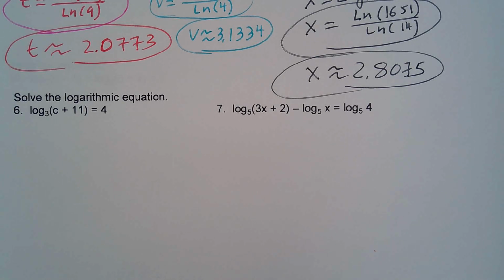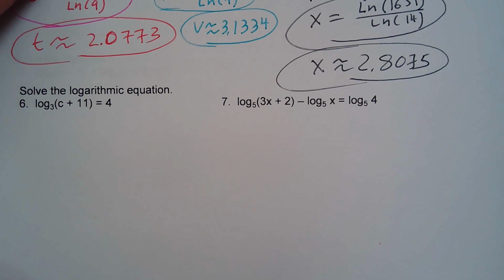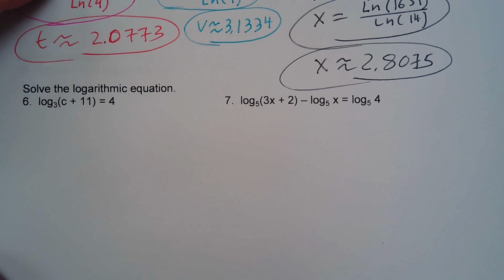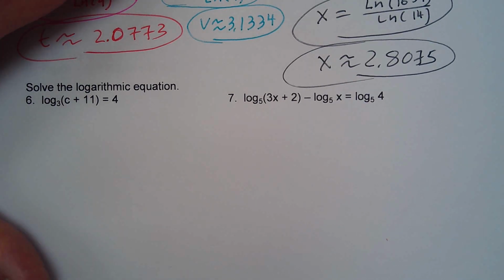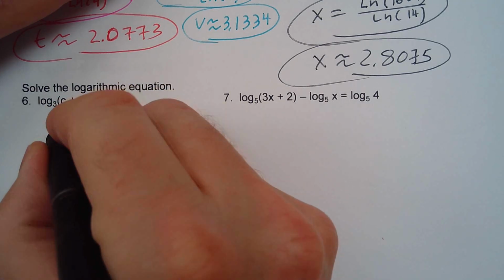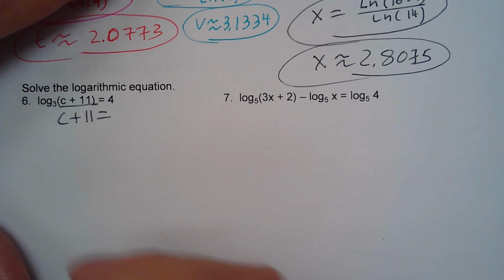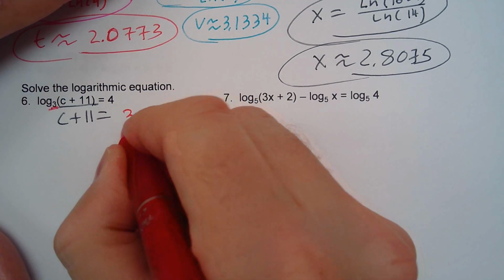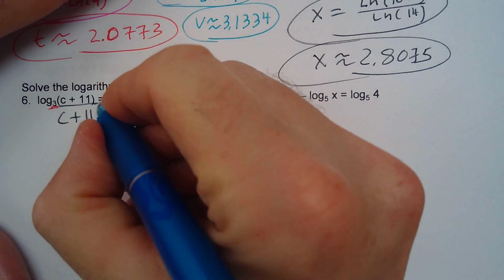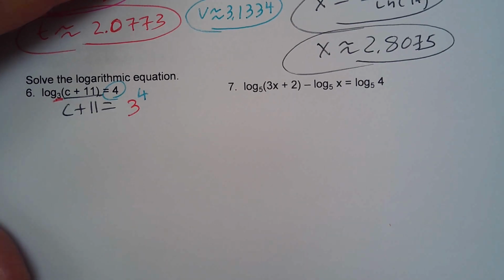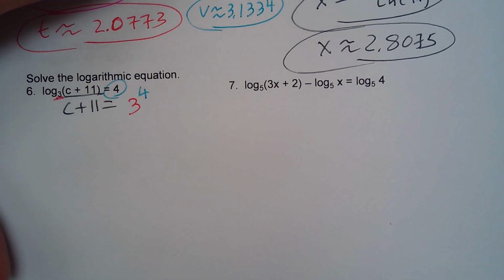All right, so now let's talk about some mixed practice with solving logarithmic equations. So again, I have to check: do I have logs on one side or both sides? Here I only have logs on one side, so I'm going to use our definition. My argument is c plus 11. My base here is 3. My power is going to be 4. If I take 3 to the 4th power, that's going to be 81.